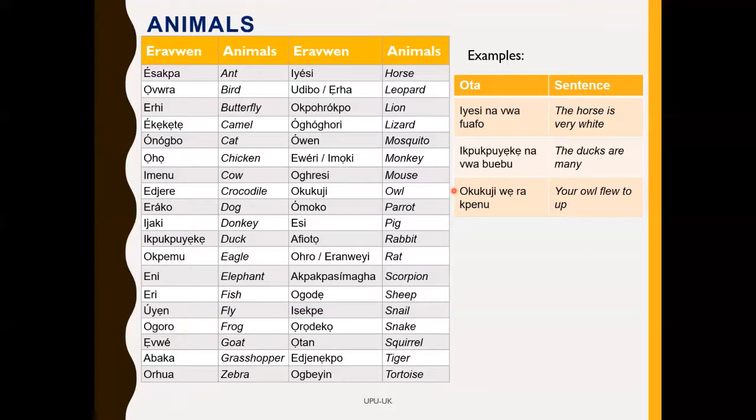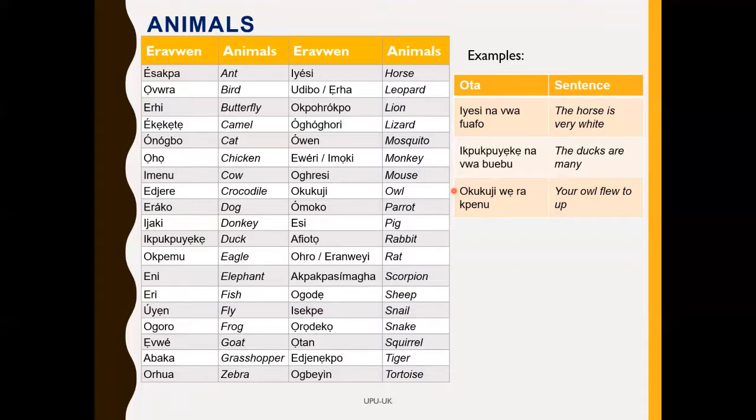Yeah? So you can think of maybe some other animal that can fly up. Maybe a fly. The fly flew up. I wouldn't like to think that you own a fly. I certainly don't own a fly. So we could say, unye na rakbenu. The fly flew up. Unye na. Na is there. Unye na rakbenu. Ra is to fly.